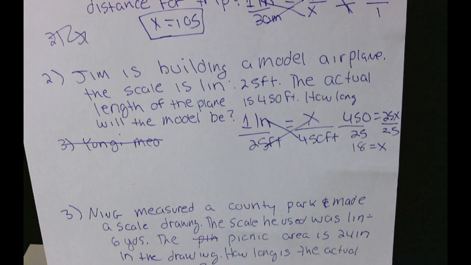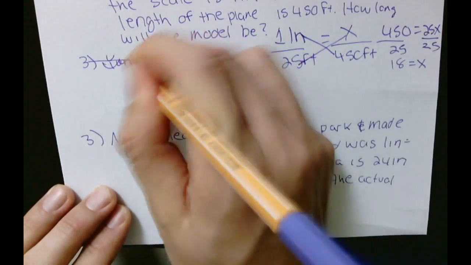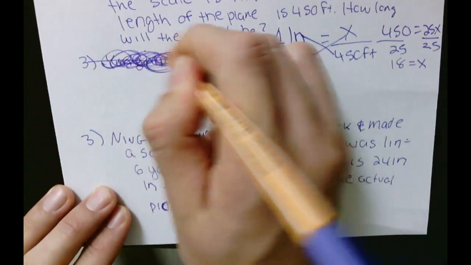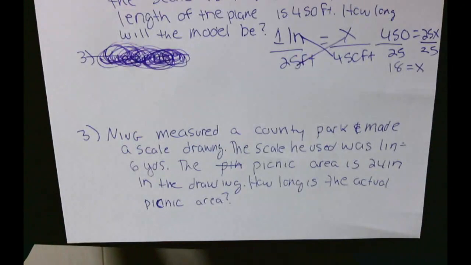Before, mates, we finish up for today, we're going to do one more thing. We're going to learn about Ning. And Ning measured a county park and made a scale drawing. I was going to do a problem with Unji there, but I decided to change my mind. The scale he used was 1 inch for 6 yards. Mates, the picnic area is 24 inches in the drawing. How long will the actual picnic area be?